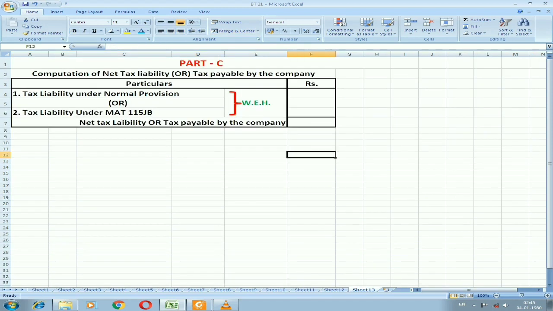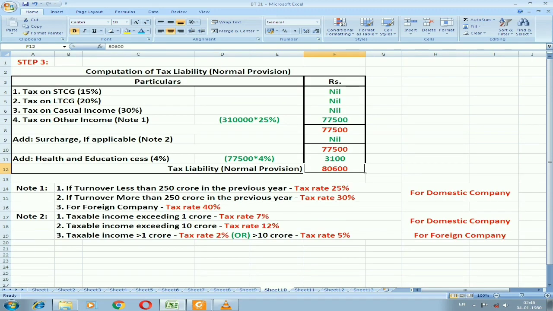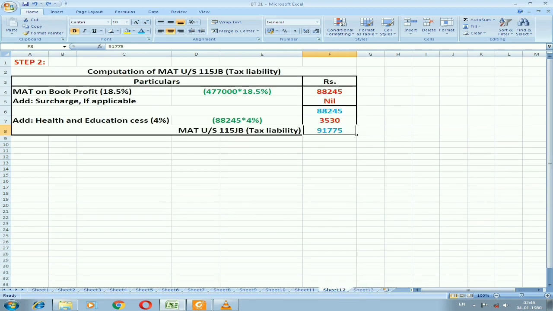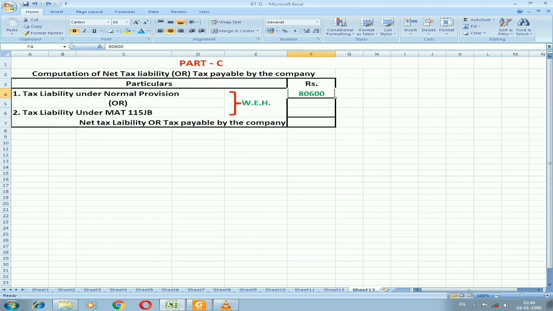So let us find out the tax liability which the company needs to pay. Under normal provision, the tax liability we have found is 80,600, which we are supposed to take. Then we need to take the tax liability under MAT, what we have done just now, 91,775. Comparing with that, we need to take the higher amount of rupees 91,775.